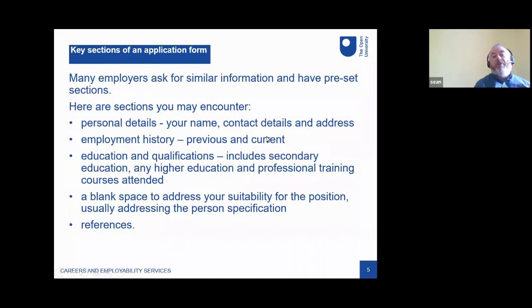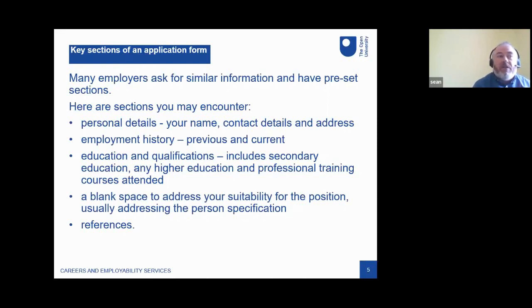Most application forms now will have a similar set of sections for you to fill in, and they follow the format of personal details, obviously putting in your name, your contact details, your address, etc. If they ask for an email address, I would always advise applicants to make sure you have a sensible sounding email address. If you have a jokey sounding email, I would say change it, get a new one, and keep it specifically for jobs or for your recruitment process.